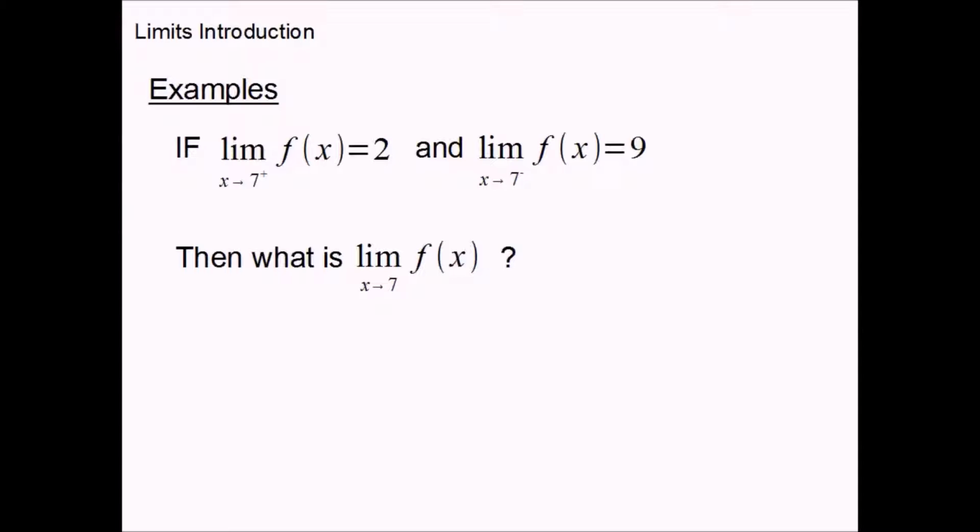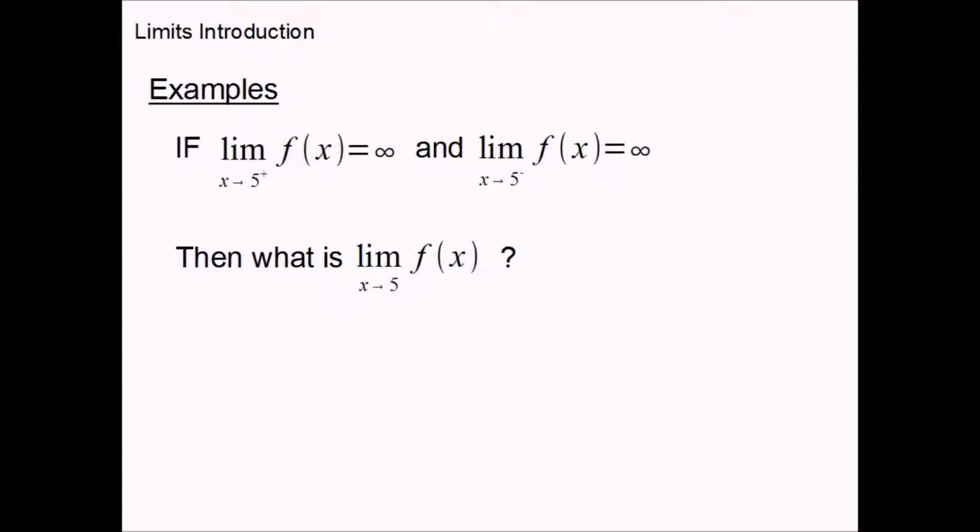For my next example here, I have x approaches 7 from the right-hand side and from the left-hand side. And as we can see, the limit from the right-hand side is 2, and the limit from the left-hand side is 9. So if I want to find the two-sided limit, I have to ask this question: are 2 and 9 the same number? Which they're obviously not. So that means that the two-sided limit does not exist, because 2 and 9 are not the same number.